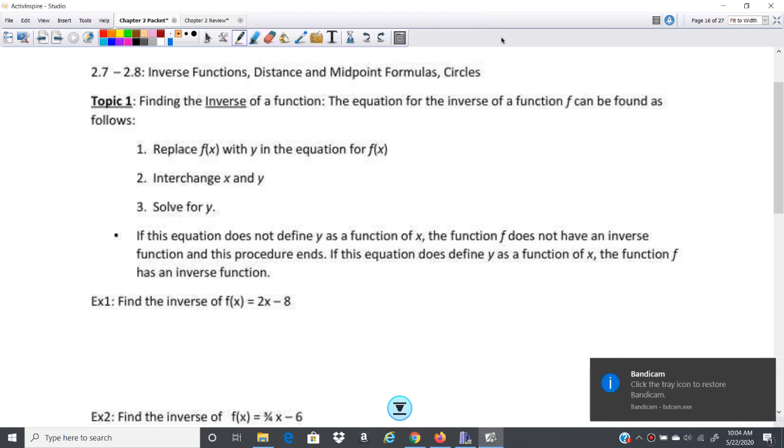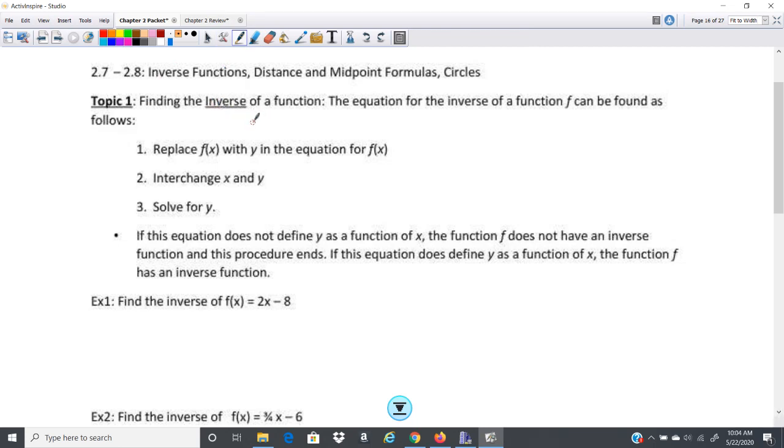Okay, hello guys. We are going to talk about section 2.7, finding the inverse of a function. To find the inverse of a function, here's what you're going to do. You're going to change f of x to y, then switch x and y, and then solve for y. If you can't do that, then the function is not going to have an inverse and the procedure ends.